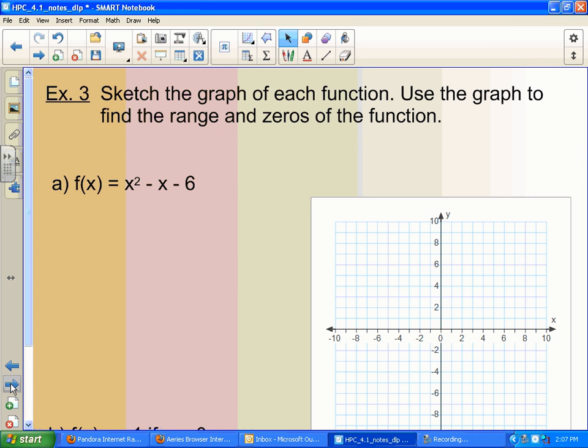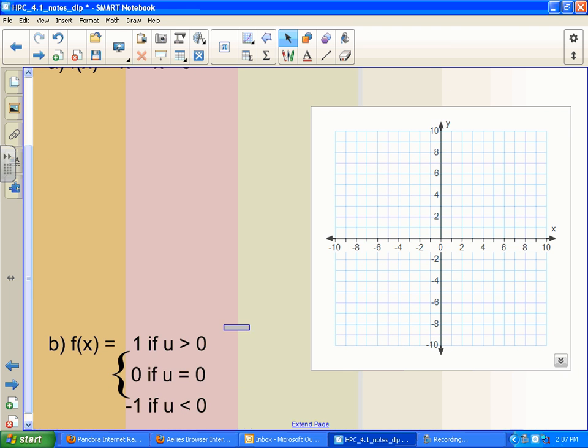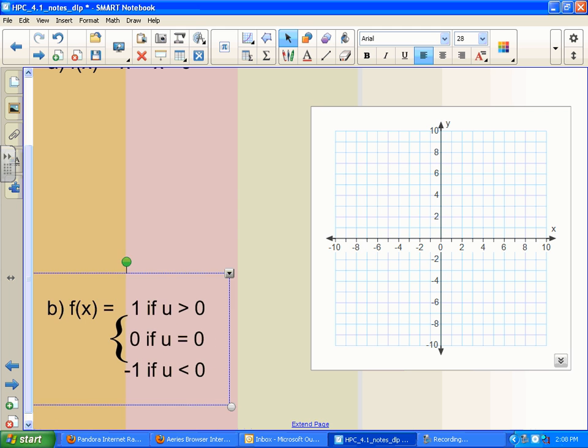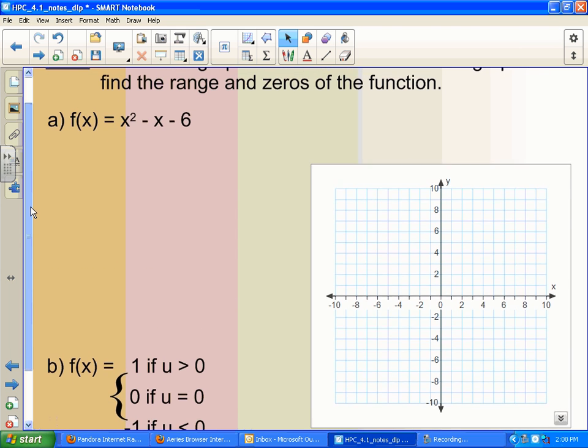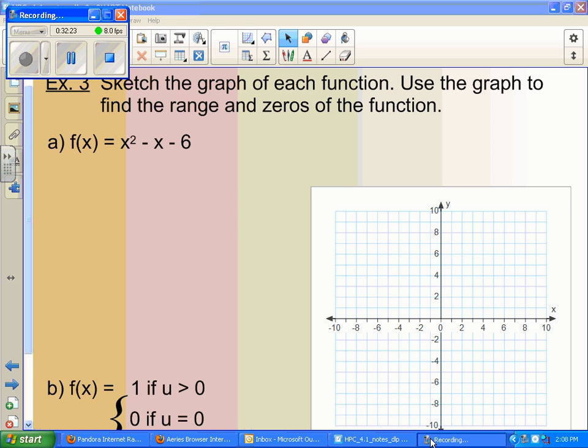All right, how about down? We have 2 of them here. B's down here, camping out. Come here, B. Sketching the graph. Find the domain and the range, zeros. All right, again, I'm going to pause here and let you guys do some practice for graphing.